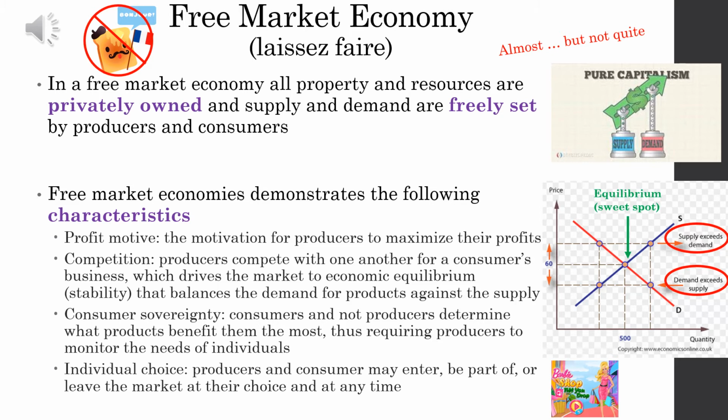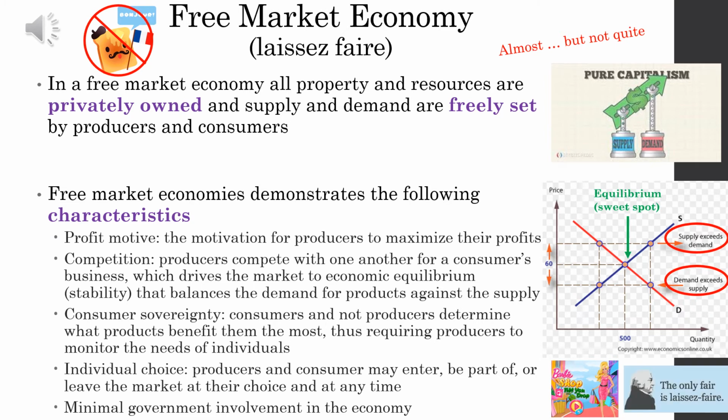Finally, here's the difference between a free market economy and pure capitalism. There is minimal government involvement in the economy of a free market economy. In other words, the only fair is laissez-faire. Minimal government involvement in the free market. Go to the next slide.